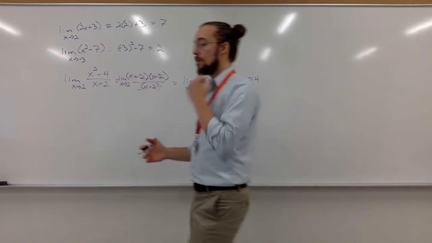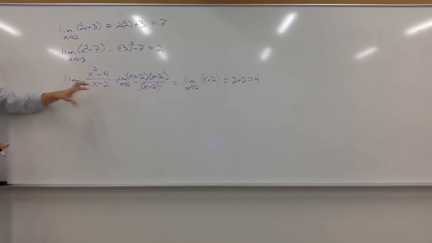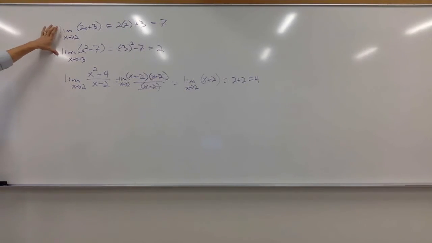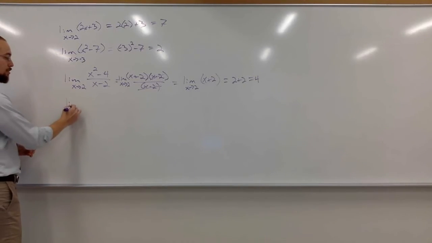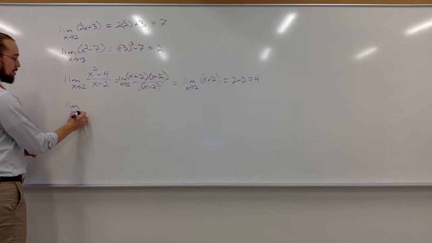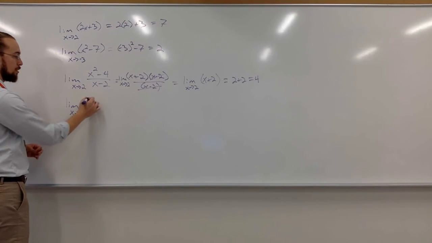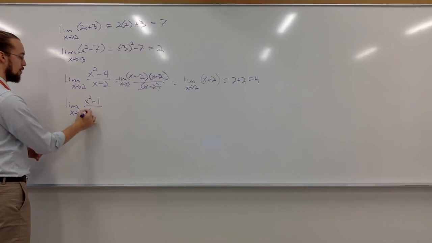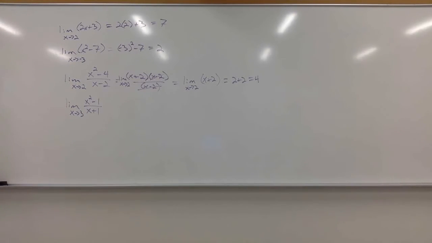So the goal is to get our function to a point where I can plug in this value. Sometimes it will already be there. Sometimes all we'll have to do is plug in the value so that the function will give us the answer. Sometimes we'll have to do a little bit of algebra. So in this case, we had to do some algebra. Let's see. How about the limit as x approaches 3 of x squared minus 1 over x plus 1.